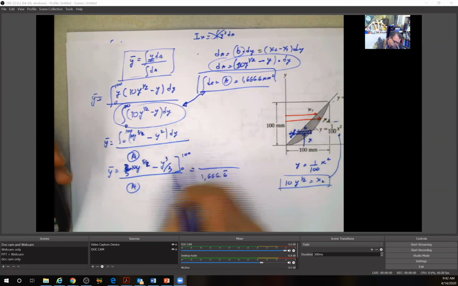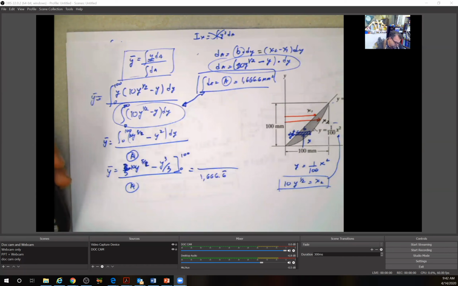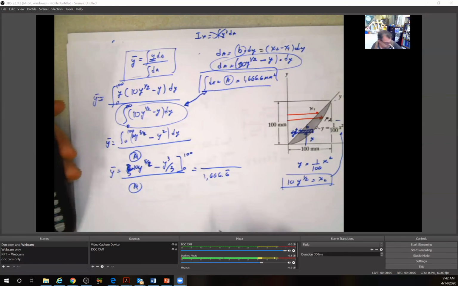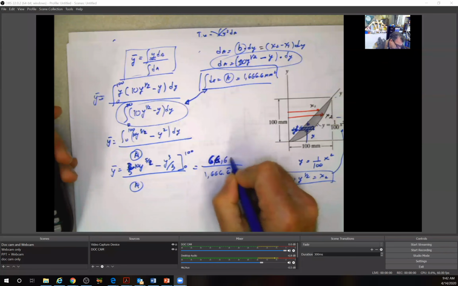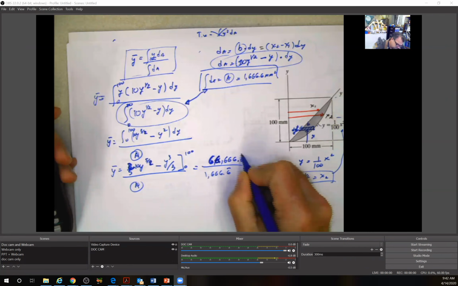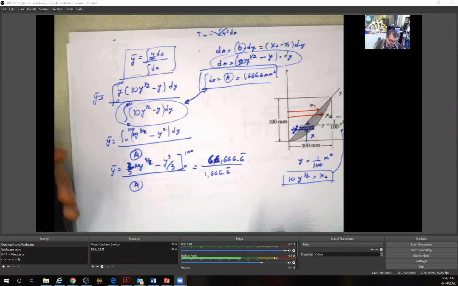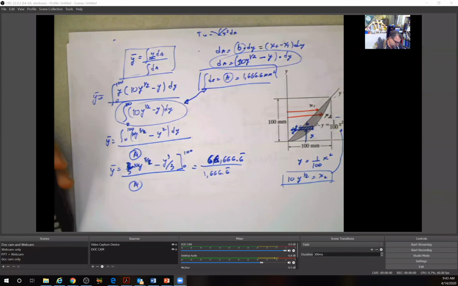666.6. And what is the top? Do you have the top part? You have the answer for the top. Guys? No? Yes? Working on it. It's a nice number. 666.6, look how nice. Yeah, I got the same. So when you divide that, we get 40.